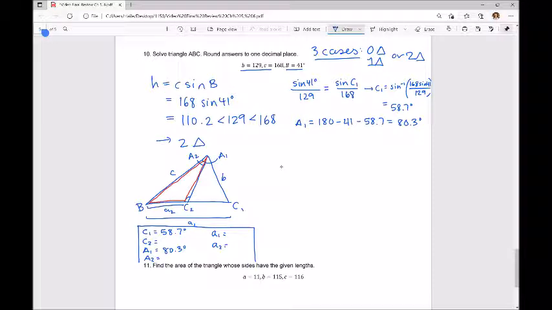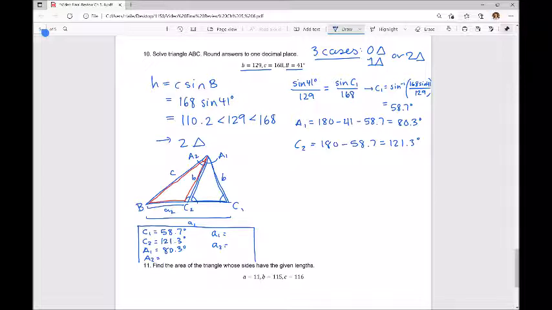Okay, now maybe let's find angle C2. So angle C2, we notice that if this triangle here is isosceles, then both of these sides must be length B. So that means both of these angles must be C1. So the way we can get C2 is take 180 and subtract off C1. And that gives us 121.3 degrees. So C2 is 121.3 degrees.